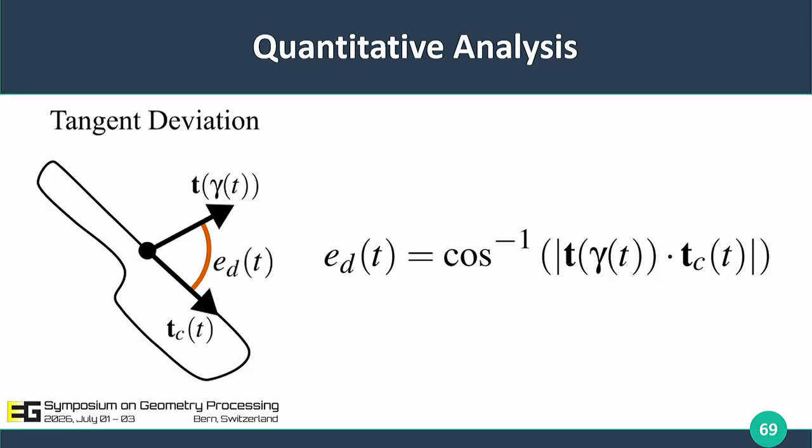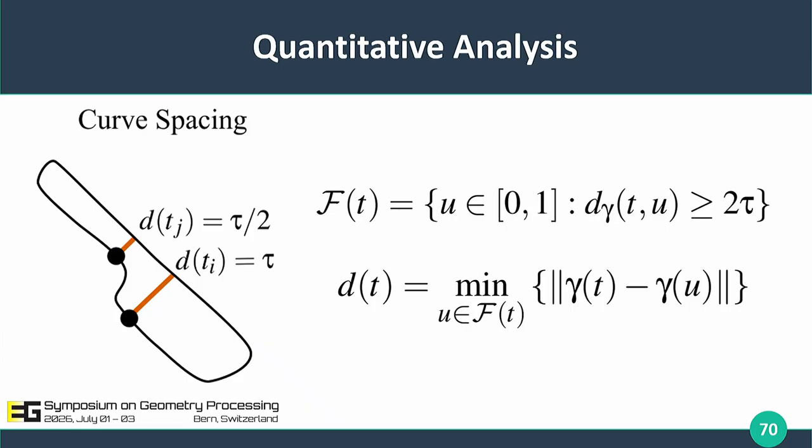Again, as qualitative metrics are not sufficient, we also need to define quantitative ones. First, we measure the deviation between the curved tangent and the prescribed direction. And notably, since our fields are direction fields without orientation, we must include an absolute value in the metric to account for the sign ambiguity. We also want to measure the curve spacing.